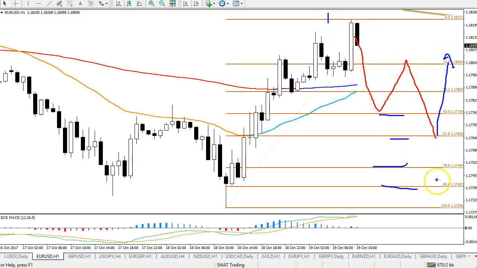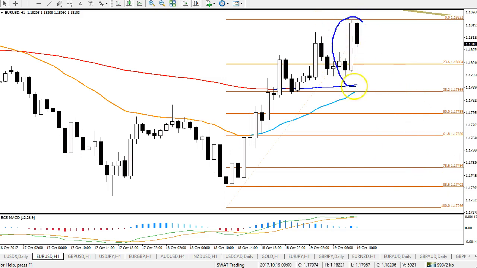All right, if this is a wave 1, 2. So this candle, I think, pretty important at this moment, because if price stays within that range, I think we'll see continuation.